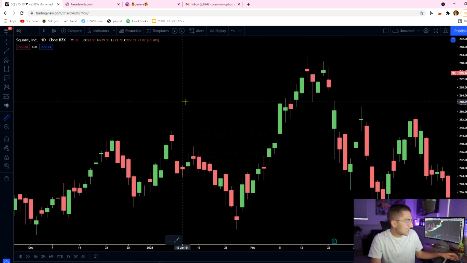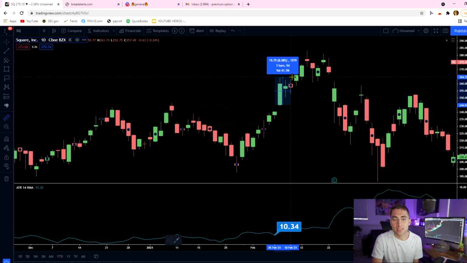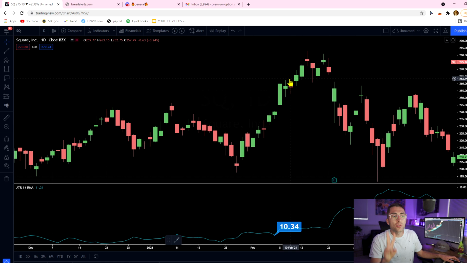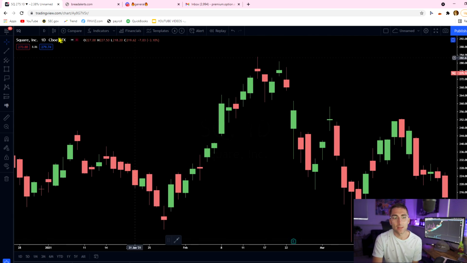So ATR, we pop this bad boy up. Let's just throw up the ATR on the bottom before the breakout candle. So right here, ATR was about 10, and the move here was about 20. So we got a 2 times ATR. That's kind of the minimum I would ever get into a 3-bar play. 2 times ATR. This is the second time we've seen a 2 times ATR.